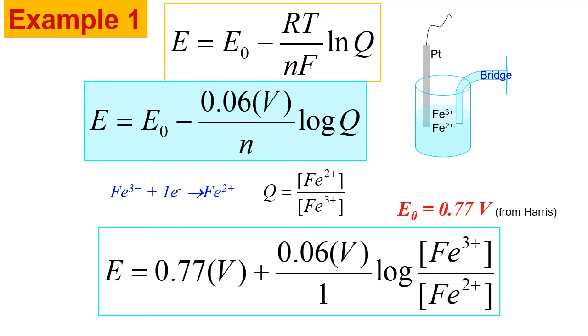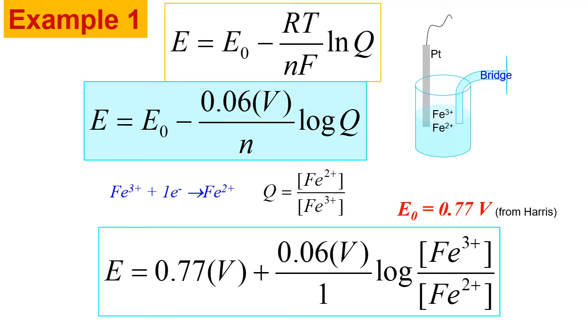In general, E equals E0 minus 0.06 divided by n log Q. Now what's n in our case? In our reaction, only one electron is involved, so n is equal to 1. Reaction quotient will be the concentration of everything on the reduced side, that is the concentration of Fe2+ ion, divided by the concentration of everything on the oxidized side, which is the concentration of Fe3+ ions.